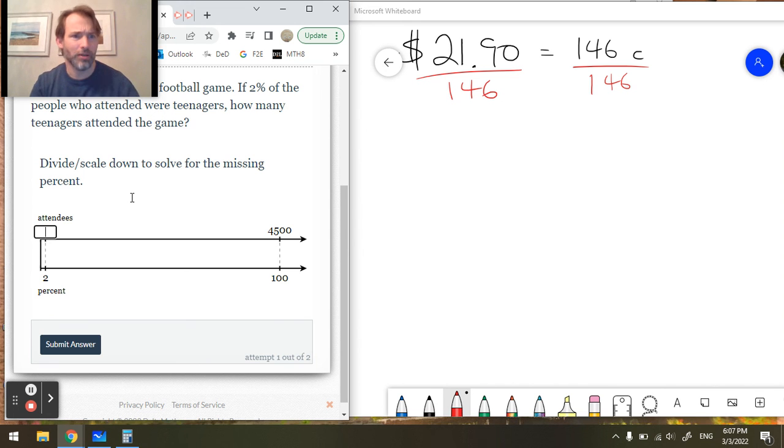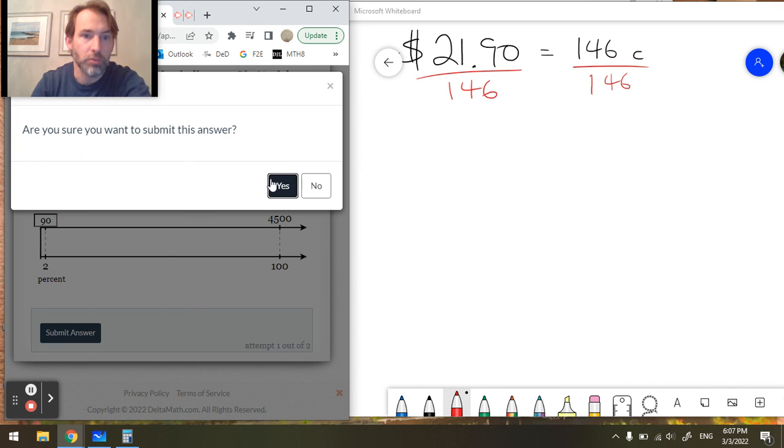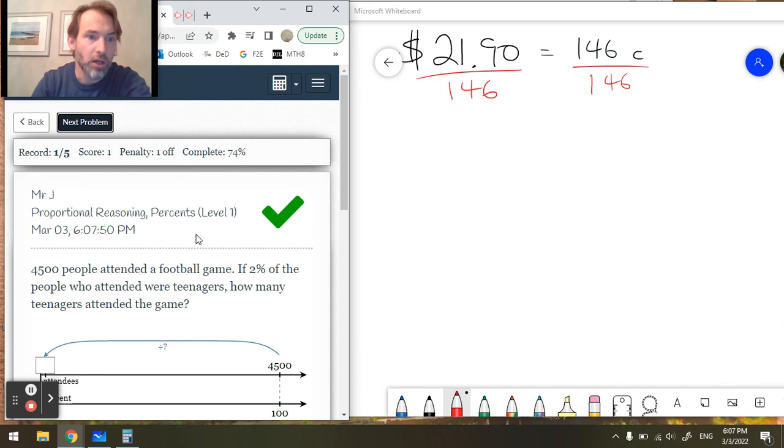Well, what do they want me to do here? What happens if I put in 100 or something? Percent. I don't understand what I'm supposed to do. Divide, scale down to solve for the missing percent. Let me try this here. So 2% of this is, what is it? 2% of 500 is 10, and 2% of 4,000 is 80, so it's 90. 90 attendees were teenagers. I'm just doing the math. I'm sure I want to submit that answer. Yay.